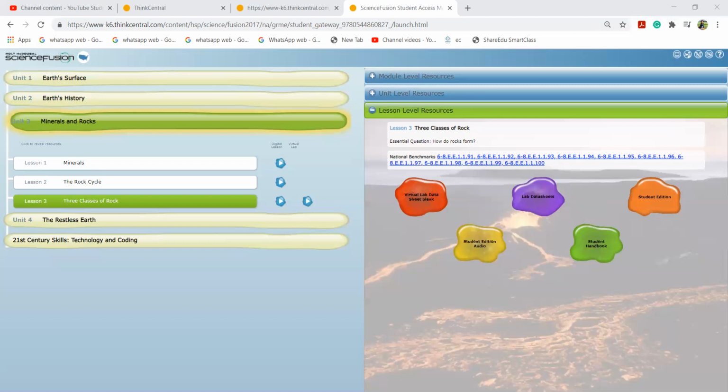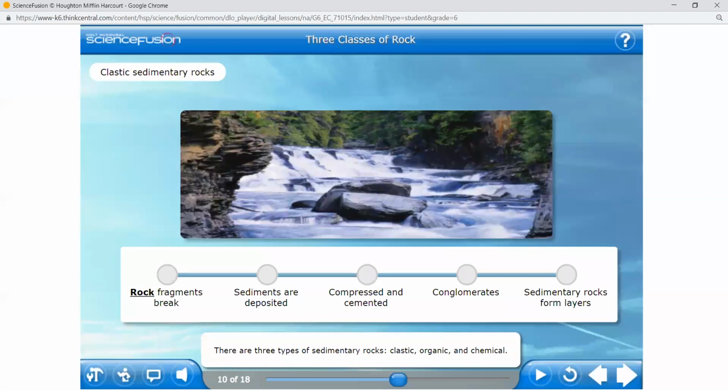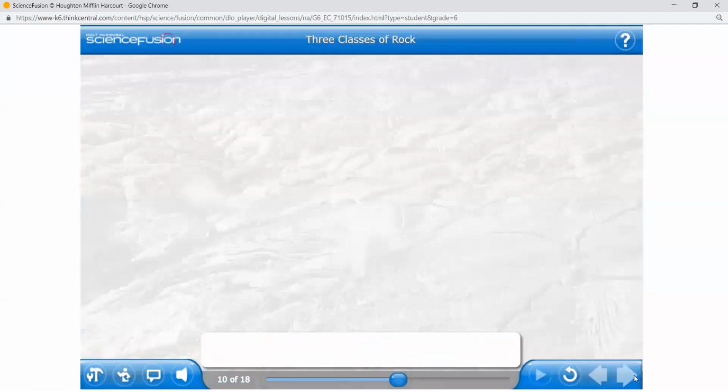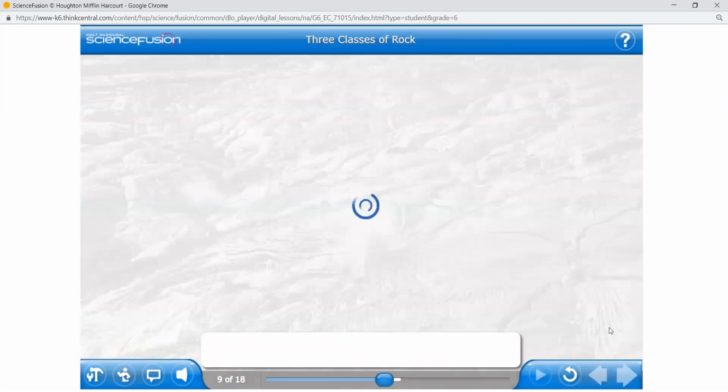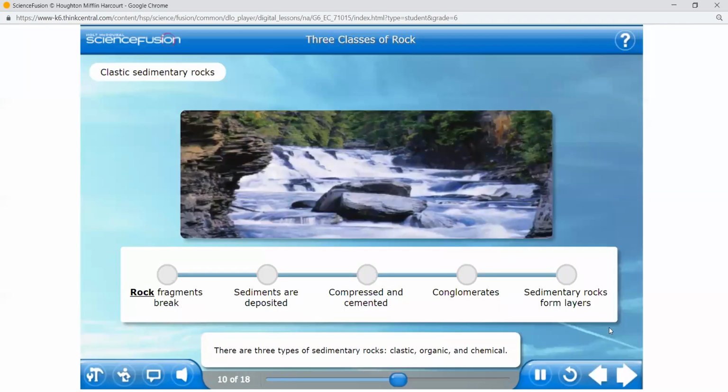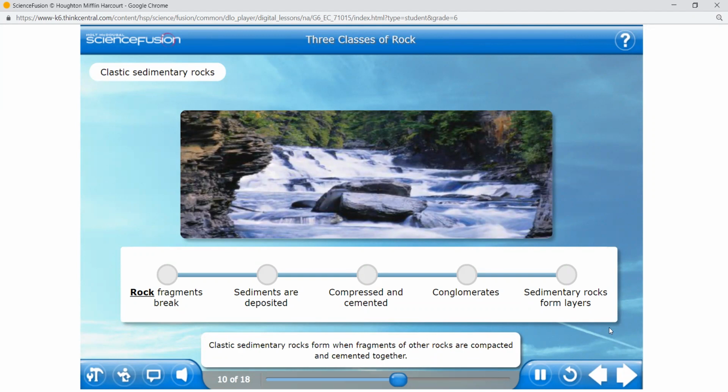There are three types of sedimentary rocks: clastic, organic, and chemical. Clastic sedimentary rocks form when fragments of other rocks are compacted and cemented together. Click the dots on the line to learn more about the process by which clastic sedimentary rocks form.